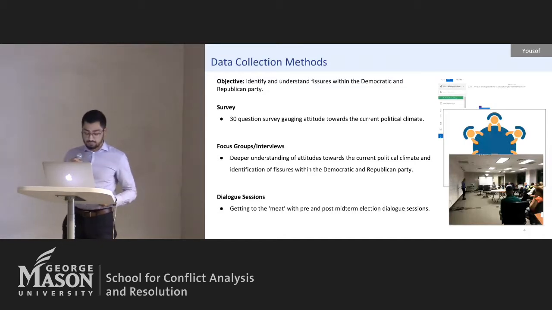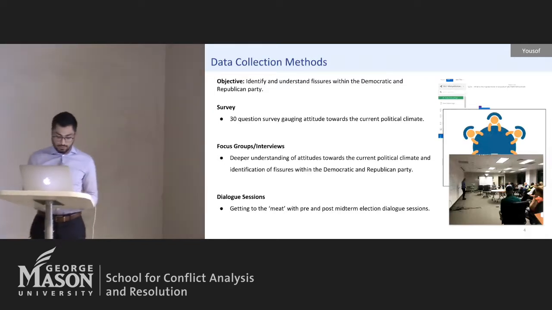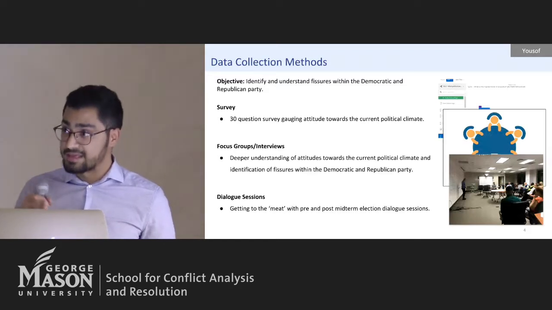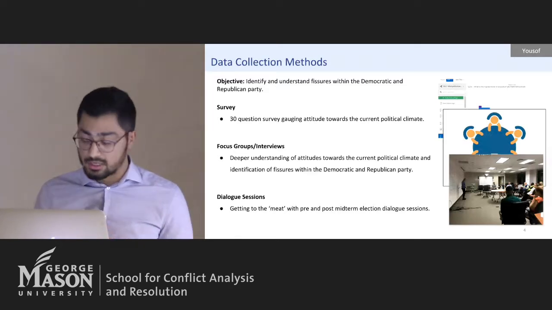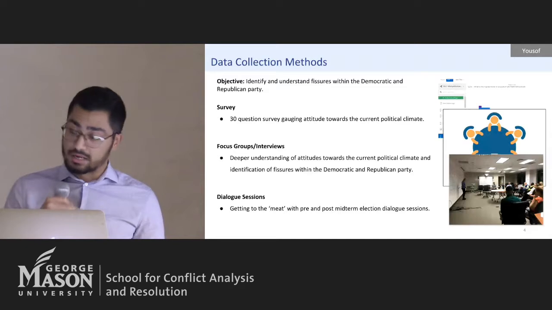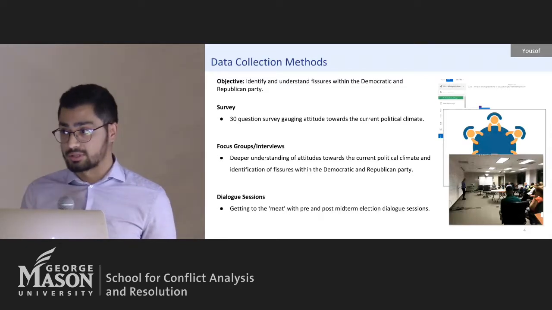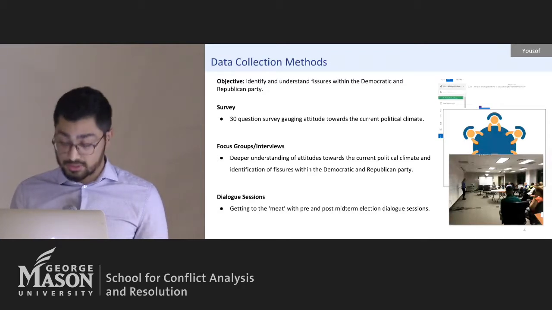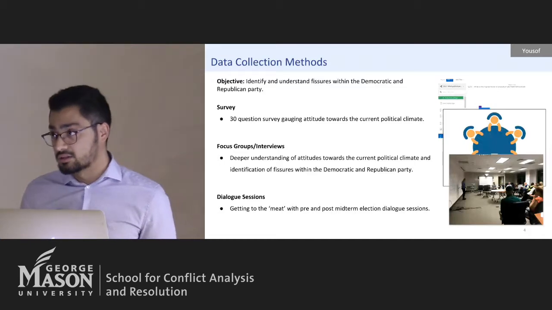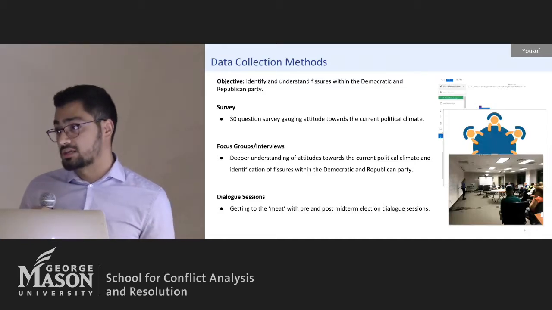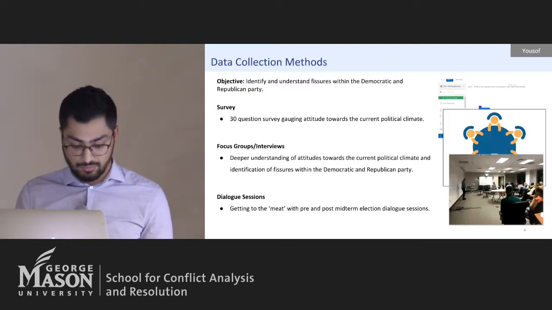The second data collection method was focus groups and interviews. These focus groups and interviews were conducted to get a deeper understanding of, once again, the attitudes towards the current political climate, but an effort on our part was to try to weed out any fissures within the Democratic and Republican Party. Results from the survey were used to inform how we go about conducting the focus groups and interviews, especially when it came time to generating and asking probing questions.